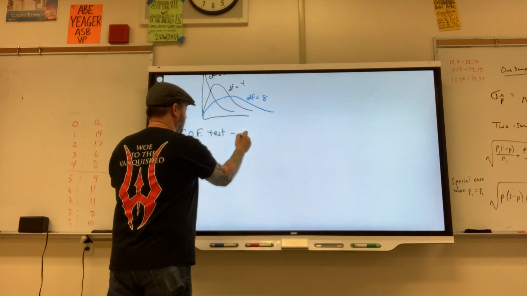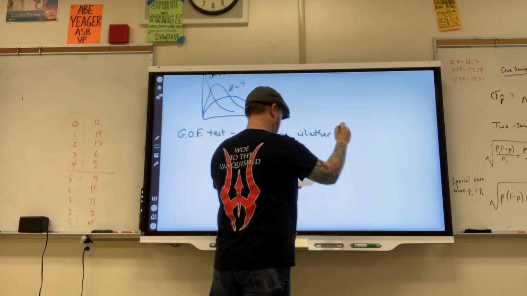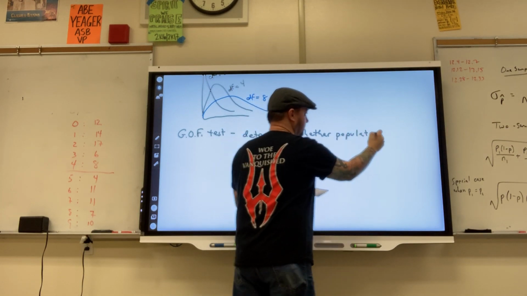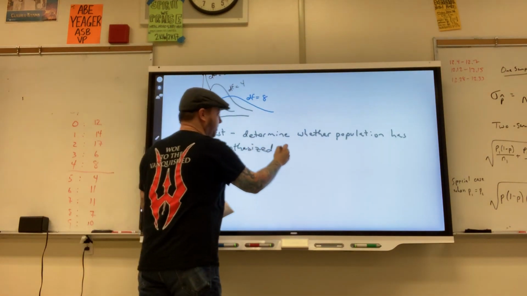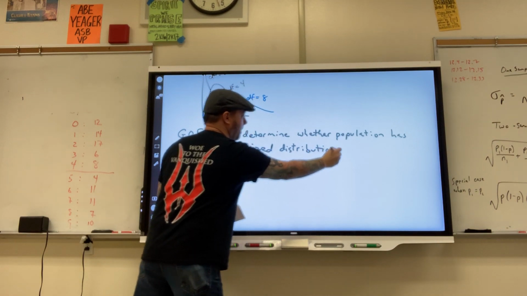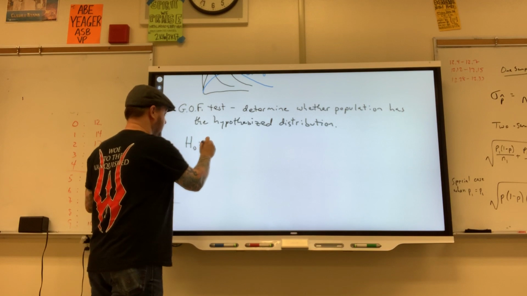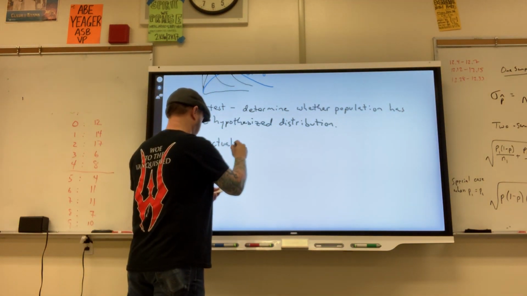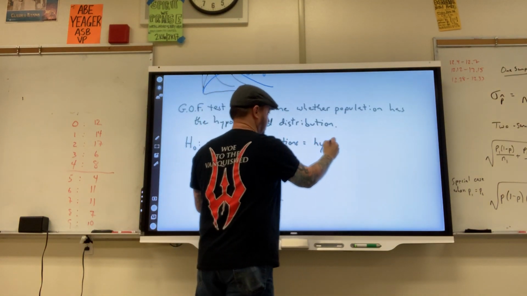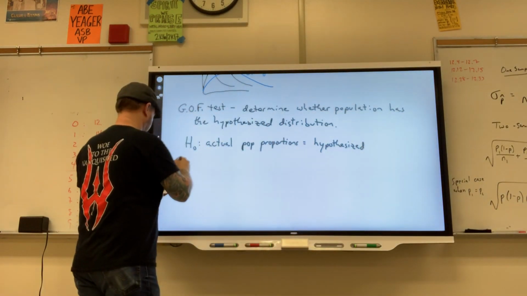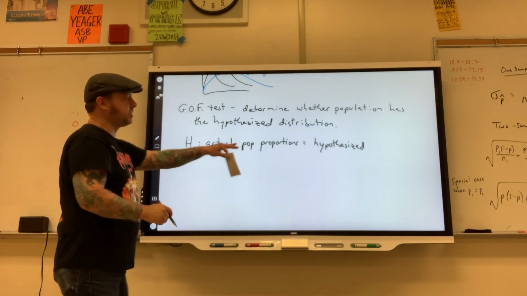All right, goodness of fit test. Determine whether the population has the hypothesized distribution. So what's H not going to be? Okay, so actual population proportions equals the hypothesized.